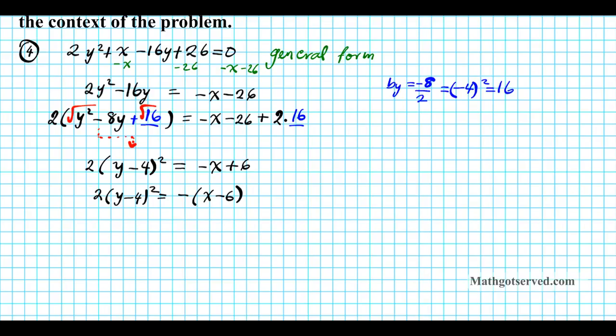So to accomplish that, we'll just simply multiply both sides by 1/2. So multiply by 1/2 and multiply by 1/2. Okay, so that's going to yield y minus 4 squared equals negative 1/2 times x minus 6. Okay, so that's the equation of our parabola in standard form.